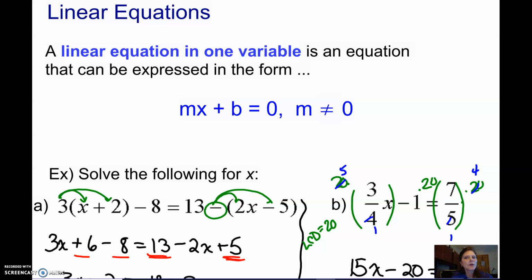Just a quick review of linear equations. A linear equation in one variable means that we only have one unknown value in it. Normally we use x, but any variable is fine. The general definition is mx plus b equals 0, because we can move everything to one side and make it equal to 0. X is the unknown quantity.